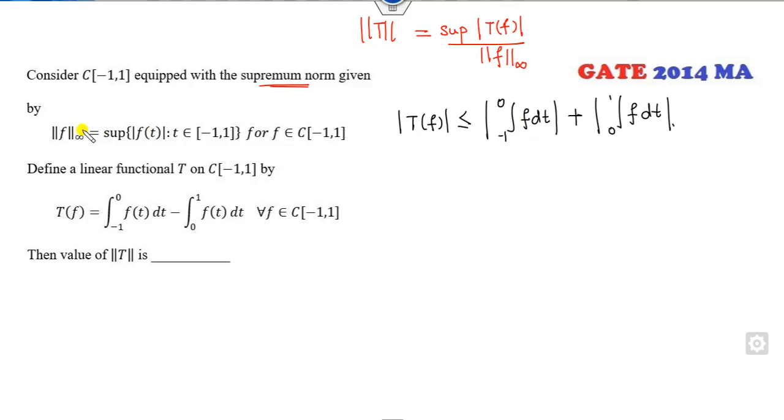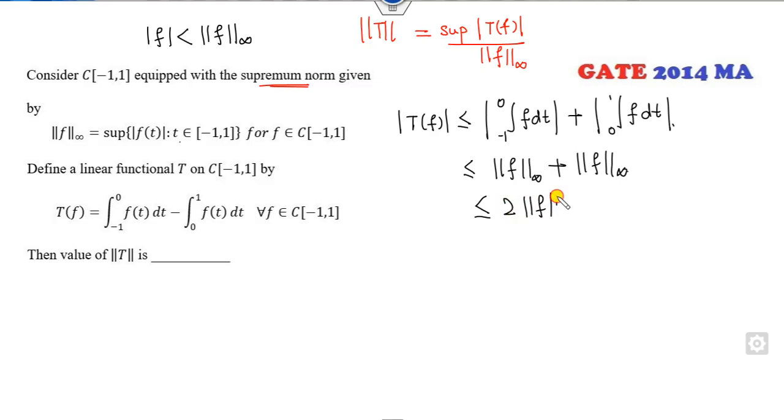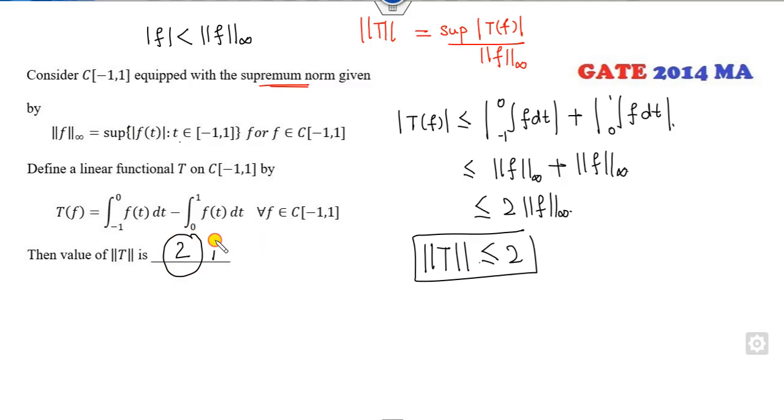Now you can see the norm of this, the supremum of this. What is the meaning of that? This value is always less than the norm of infinity whenever t lies between here. It is less than or equal to the norm of this plus the norm of this. So it is less than 2 times the norm of this. I can substitute here, so the norm of T is less than or equal to 2. So the upper value will be my 2, because we need the supremum of this. The upper value 2 is the correct answer of this problem.